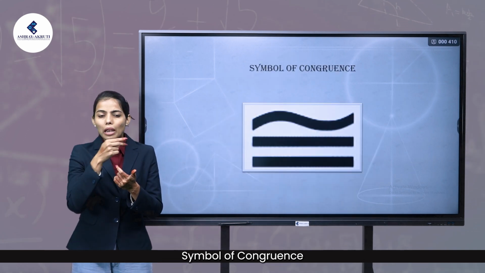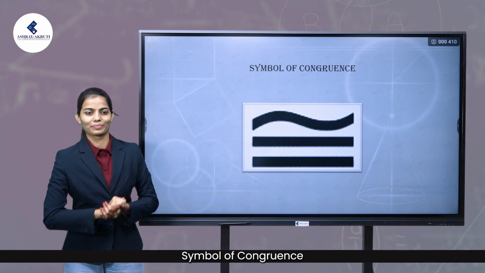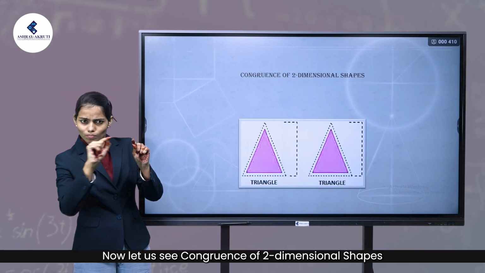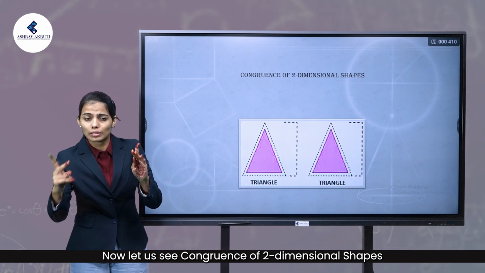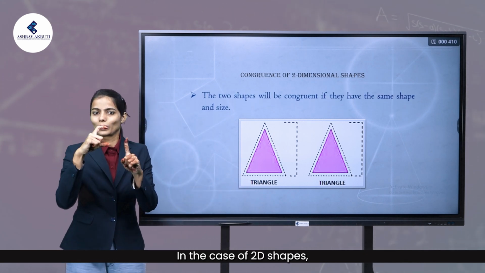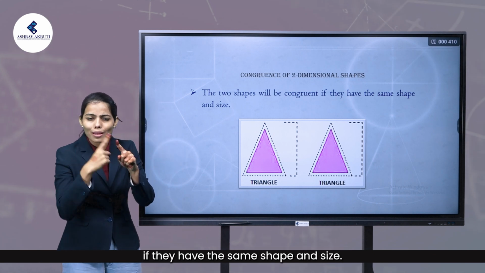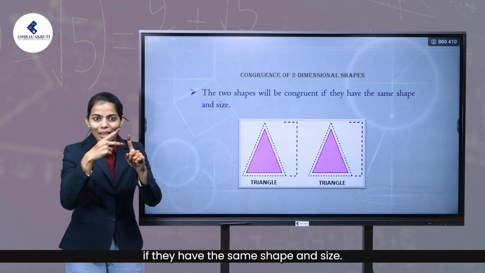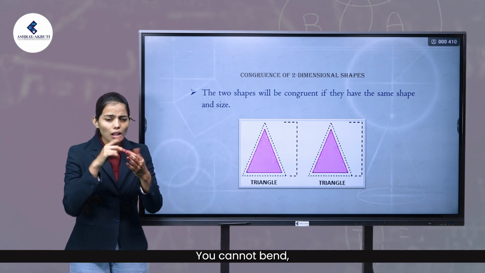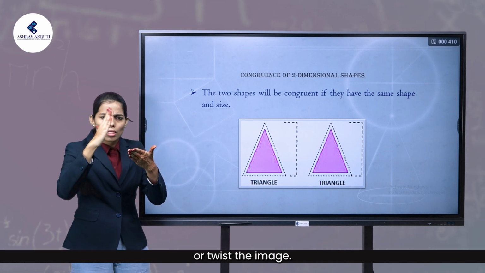Symbol of congruence. Now, let us see congruence of two-dimensional shapes. In the case of 2D shapes, the two shapes will be congruent if they have the same shape and size. You cannot bend, stretch, or twist the image.